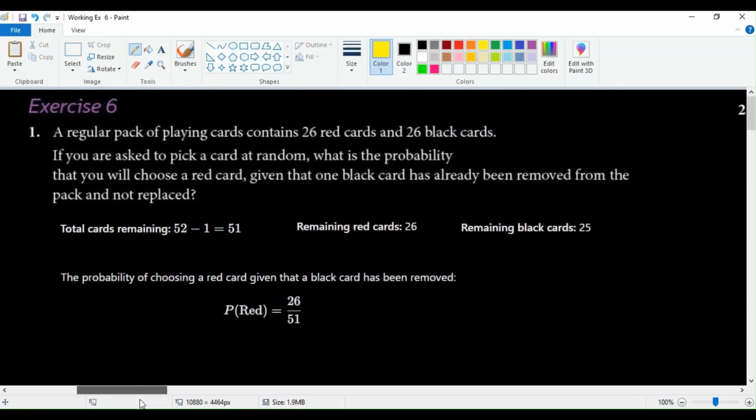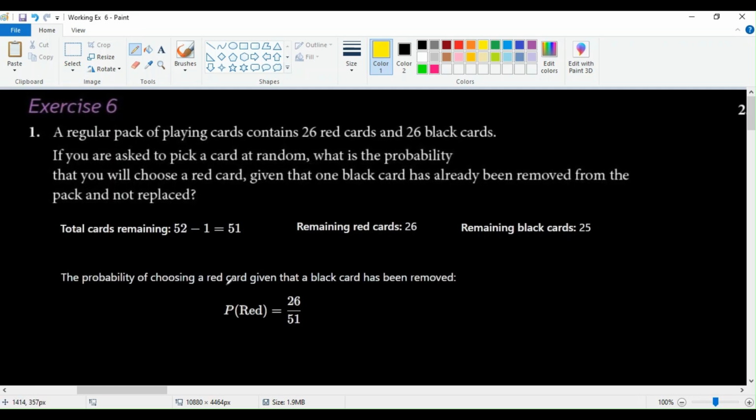Now, moving on to question number 6. In here, we are going to be dealing with conditional probability. It says a regular pack of playing cards contains 26 red cards and 26 black cards. That is very usual. If you are asked to pick a card at random, what is the probability that you will choose a red card, given that one black card has already been removed from the pack and not replaced?